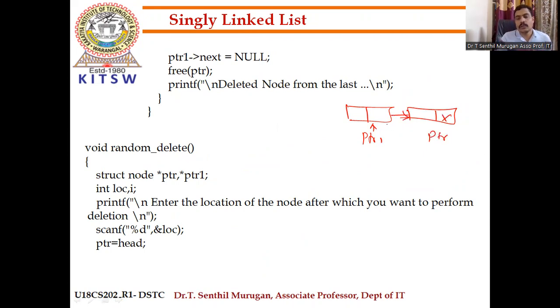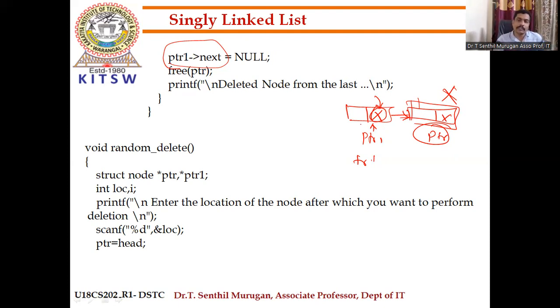This is the last node, and now we want to remove it. What do we have to do? At PTR1, set PTR1 next equal to null. So PTR1 next, this portion, is null. Then free PTR, so this memory will be removed. Got it? Now this is the last node. For that reason we created two pointers.